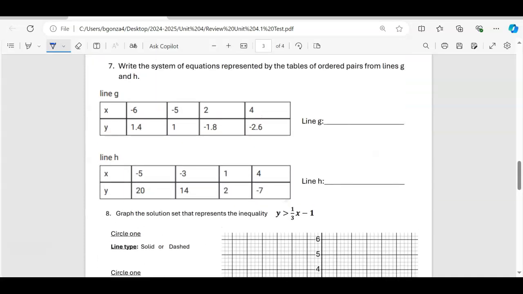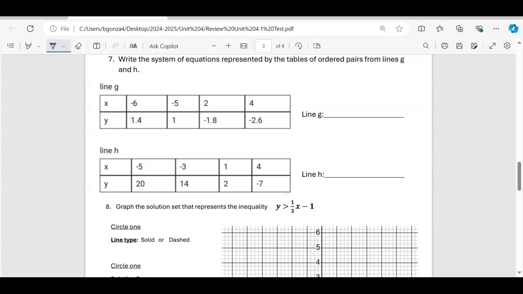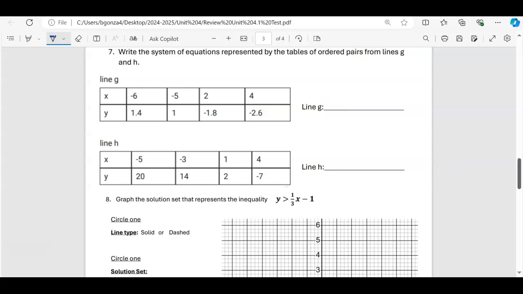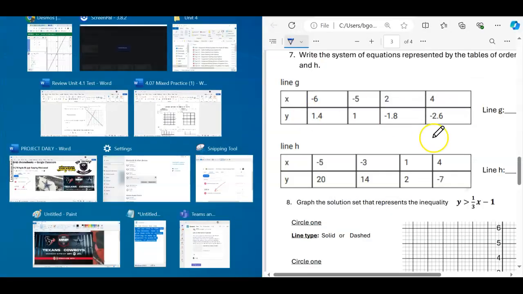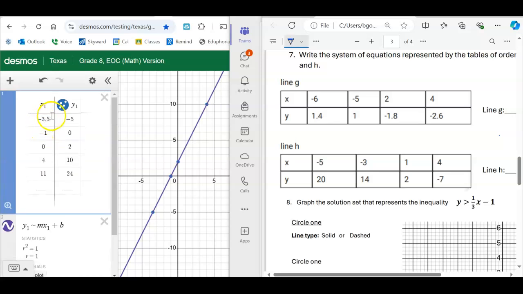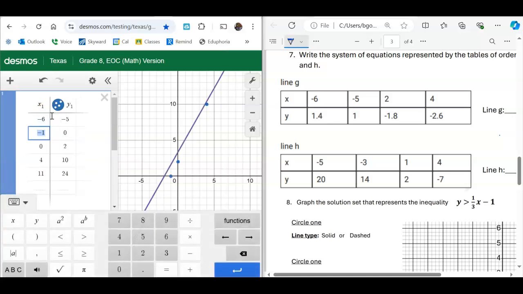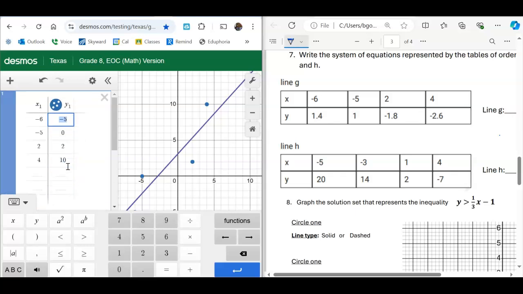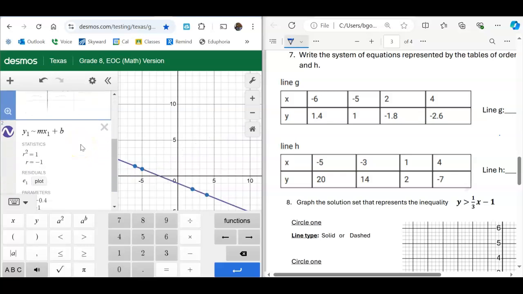All right. Number 7. Again, when we have tables, you can type them in. Get your lines. Okay? Now, I know it's kind of tricky when they're sideways like this, but you can do it. Okay? So let's do this. I'm going to leave all the numbers here. All right, so we type all that.